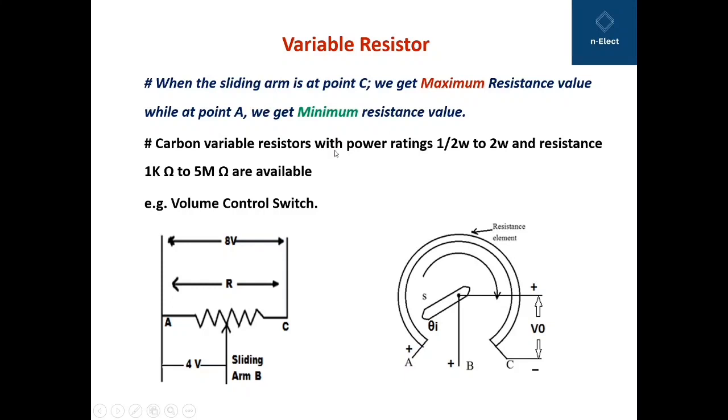Carbon variable resistors with power ratings of half watt to 2 watts and resistance of 1 kilo ohm to 5 mega ohms are available. 5 mega ohms means 5 into 10 raised to power 6 ohms. And these types of resistors are generally used in volume control switches.